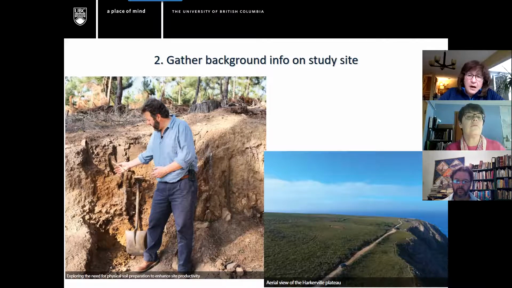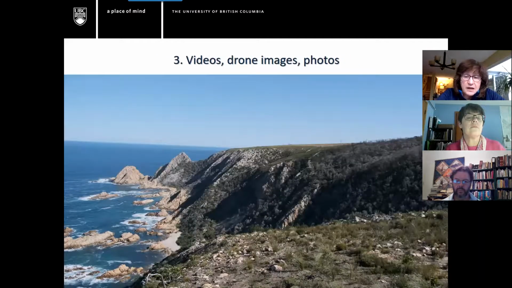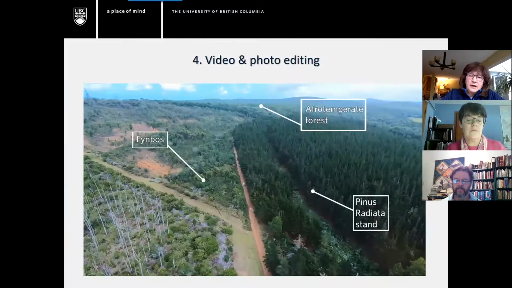Then a team went to the site together with local videography company, and they collected videos of relevant features on the site, and also drone images and regular photographs. There was lots of material and a couple of attempts to gather that information. And then all that material has been sent back to UBC Studios, where editing of all of that multimedia material happened. And this step took a long time.